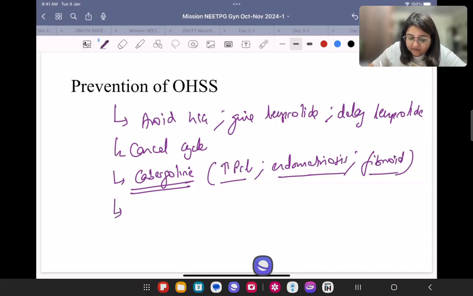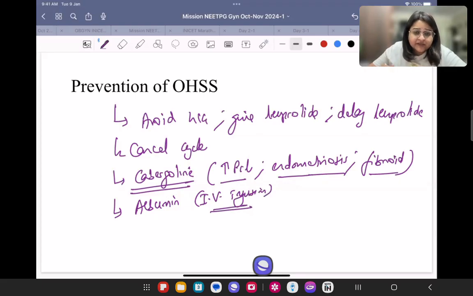Okay. What else can we do to prevent OHSS? One is we can give albumin. Albumin is available as intravenous infusion because hypoproteinemia is another feature of OHSS. So by giving IV infusion albumin, this also helps.